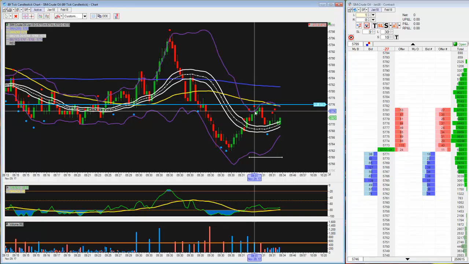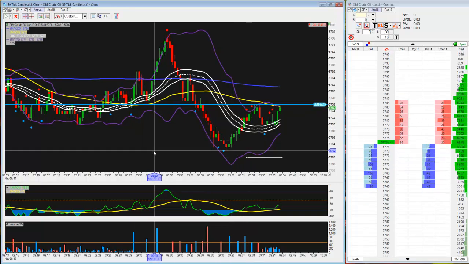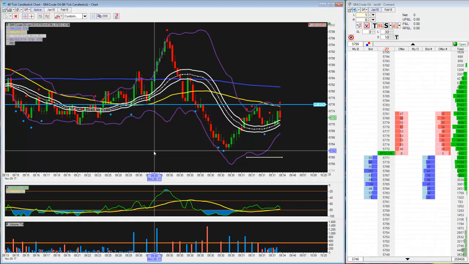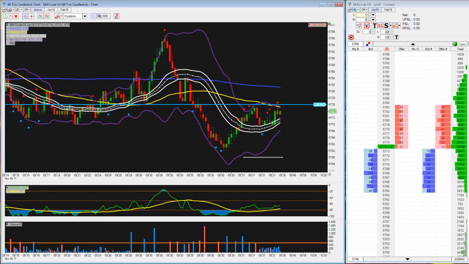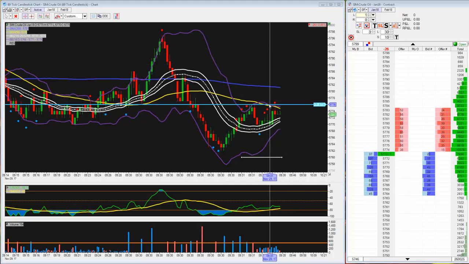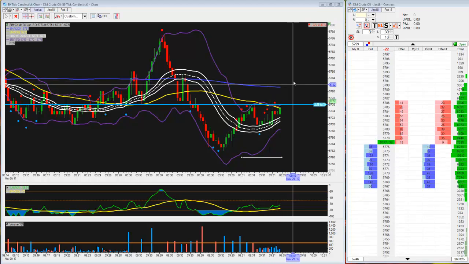Now we'll follow behind this trying to find an entry point. 57.60 is our selling point right now. And on the long side, I would prefer to see it get above the 200 bar, come back under, and then go back over it again.